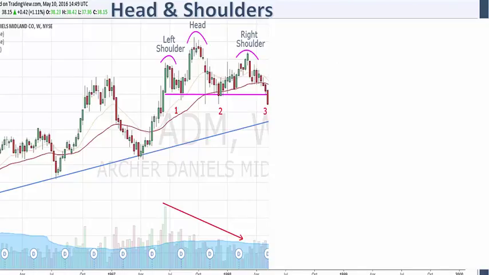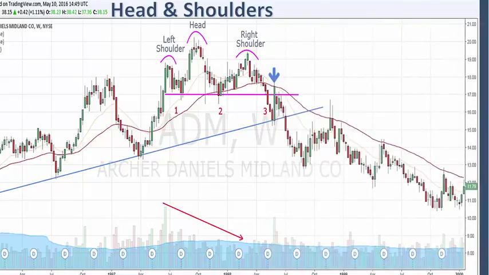This peak is lower than the head, which is a lower high, and usually is in line with the high of the left shoulder. While symmetry is preferred, sometimes the shoulders can be out of whack, and this decline from the peak of the right shoulder should break the neckline.